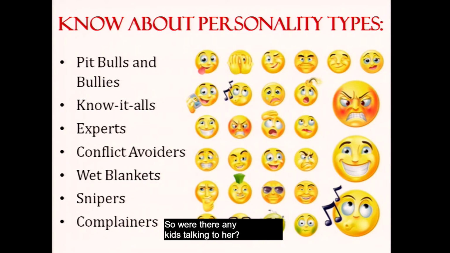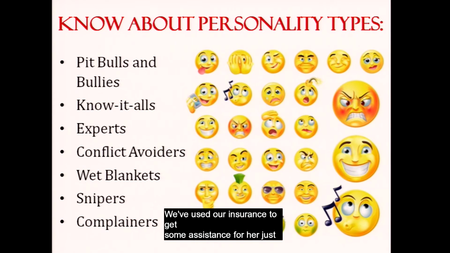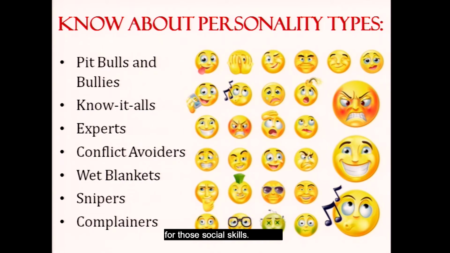So were there any kids talking to her? No, but man, they were watching her. But did anybody interact with her? No. At that point, I knew that conversation was going nowhere. So we just went outside to get some assistance for her. We used our insurance to get some assistance for her, just for those social skills. We were being the typical paranoid parents, and she was fine. She had a few sessions of group therapy, and she was fine. But the fact that she wasn't even seeing my concerns and she was telling me about my kid's abilities on the monkey bars concerned me, you know?